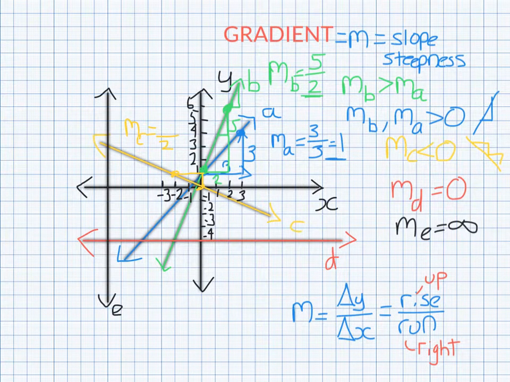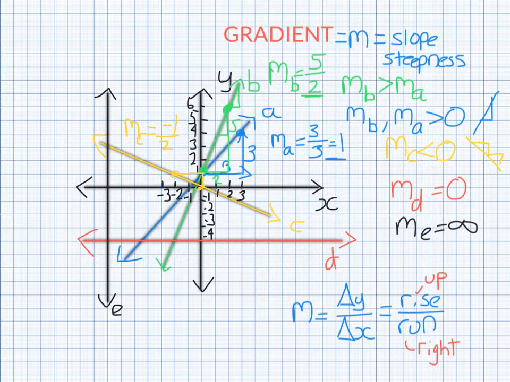So when you go down, you put a negative. Remember, the gradient of C is negative because it leans to the left. So the gradient of C is negative 1 over 2. So it is flatter than the gradient of A or B.